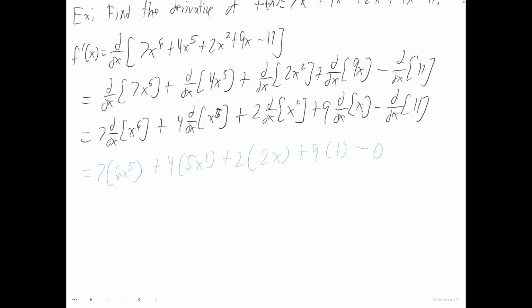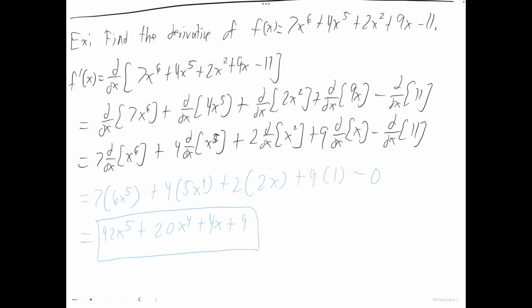And so we just need to multiply these together. So we get 42x to the 5th plus 20x to the 4th plus 4x plus 9. And so that then is our derivative. And so we were able to compute the derivative of this rather complicated looking polynomial just by using the facts that we have. So just plugging things in using the power rule.